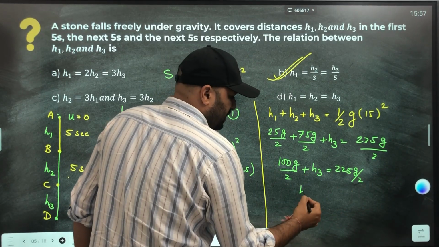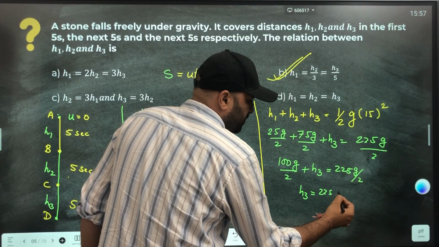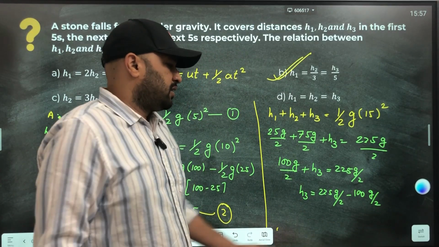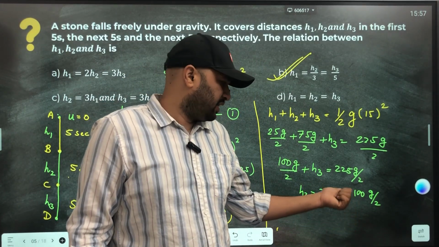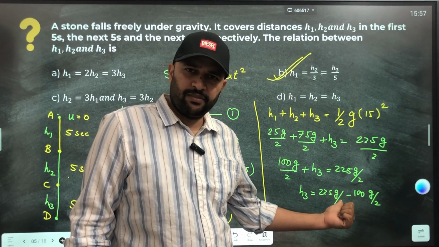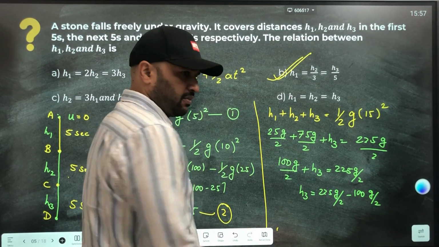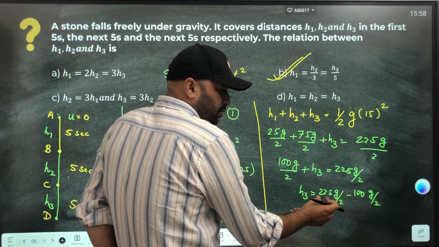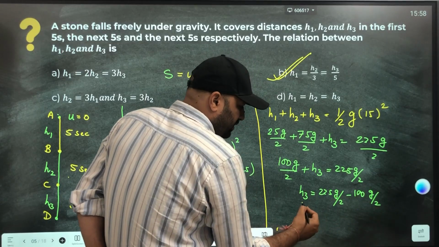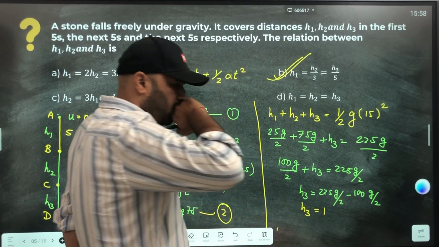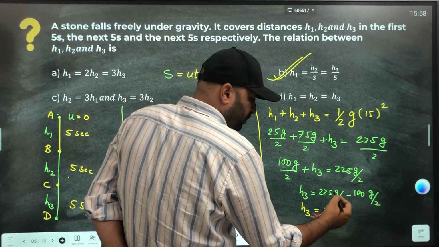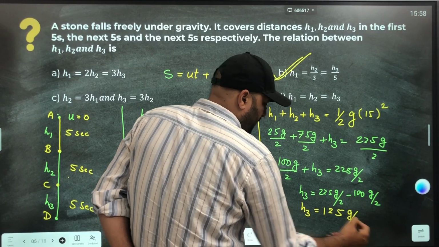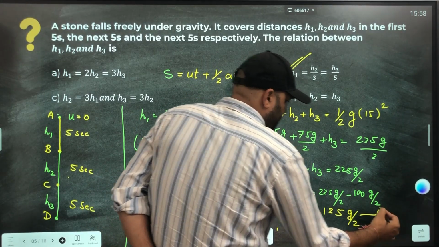Let's take it that side. h3 will be equal to 225g by 2 minus 100g by 2. So how do we subtract? Very simple. Let's call this g by 2 an apple. 225 apples minus 100 apples. How many apples? Let me repeat again in case you are getting confused. g by 2 I am assuming as apples. So 225 apples minus 100 apples. That's how much? 125 g by 2. Now we got our h1, h2 and h3.